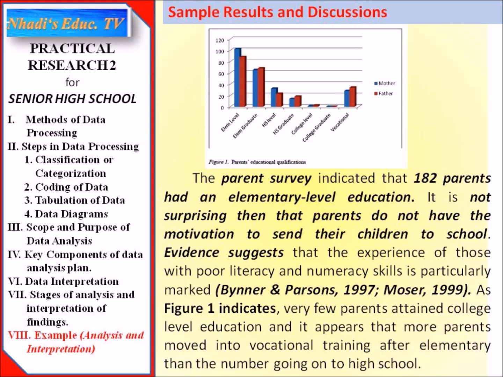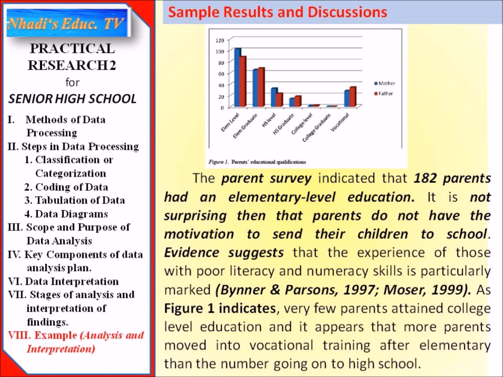The next one, evidence suggests that the experience of those with poor literacy and numeracy skills is particularly marked, according to Biner and Parson of 1997 and Moser of 1991. So this citation now is a support for the claim of the researcher's implication. So that validates or gives support or value to their implication.